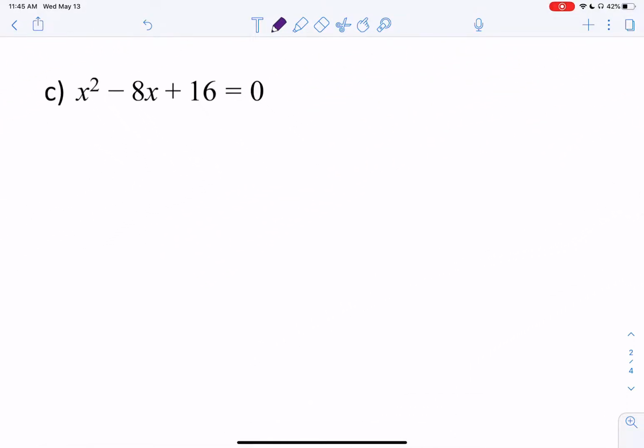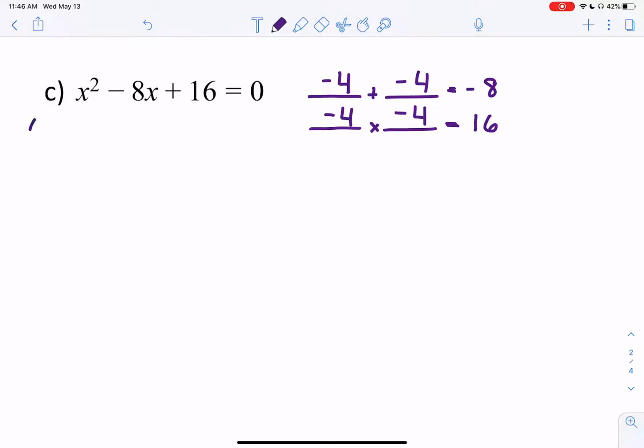For C, we have x squared minus 8x plus 16 equals 0. So the first thing I do is I'm going to see if I can factor this. So I check to see if I can common factor anything out. In this case, I can't. So now I can start factoring it. I'm looking for two numbers that add to my middle number and two numbers that multiply to my last number. And then that will give me negative 4 and negative 4. Since my a value is 1, I can jump right to the brackets.